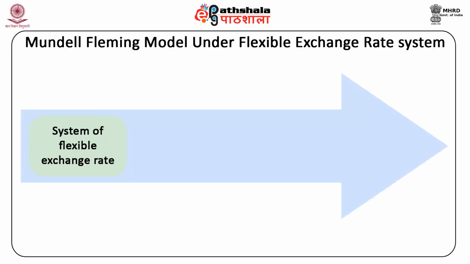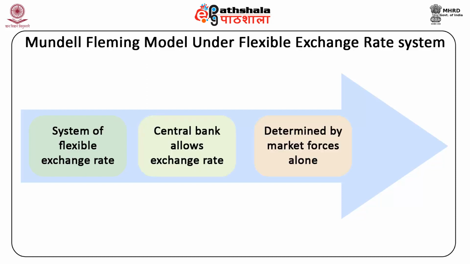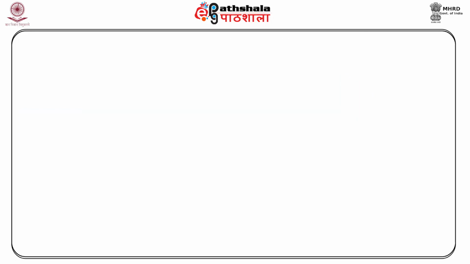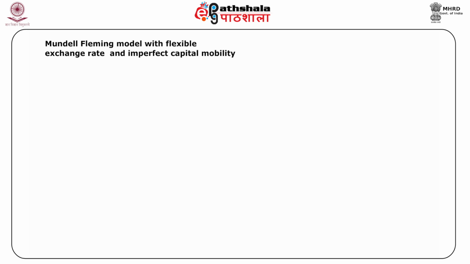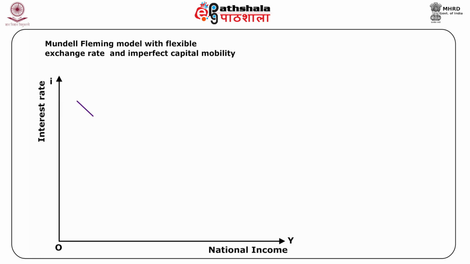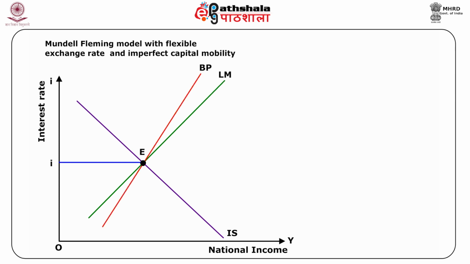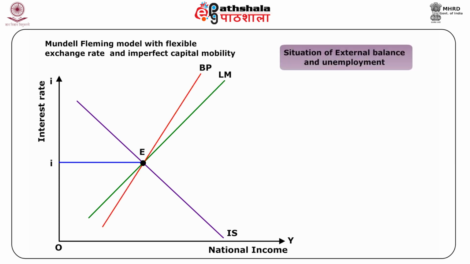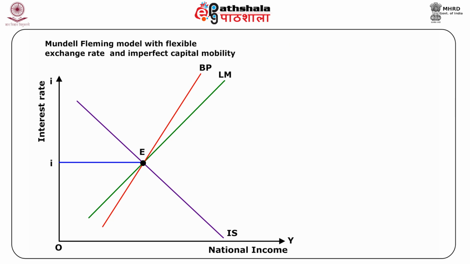In a system of flexible exchange rate, the central bank allows the exchange rate to be determined by the market forces alone. Let us analyze the case of the Mundell-Fleming model with flexible exchange rate and imperfect capital mobility. The three markets in the figure are in equilibrium at point E with the situation of external balance and unemployment. Let's take the effects of monetary policy with the initial equilibrium at point E, where I is the interest rate and Y is the income level.